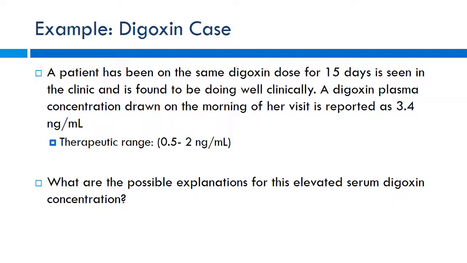So for instance, let's say we have a patient who's been on the same digoxin dose for 15 days, and is seen in the clinic and is found to be doing pretty well clinically. We do a digoxin plasma concentration the morning of the visit, and it is reported back at 3.4 nanograms per ml. Okay, therapeutic range is 0.5 to 2 nanograms per ml. So based on this, what is your assessment so far? Too high of a level, right? So you're like, okay, this level looks too high. But then what's your other assessment of the patient? She's doing well, right? She's not having any problems.